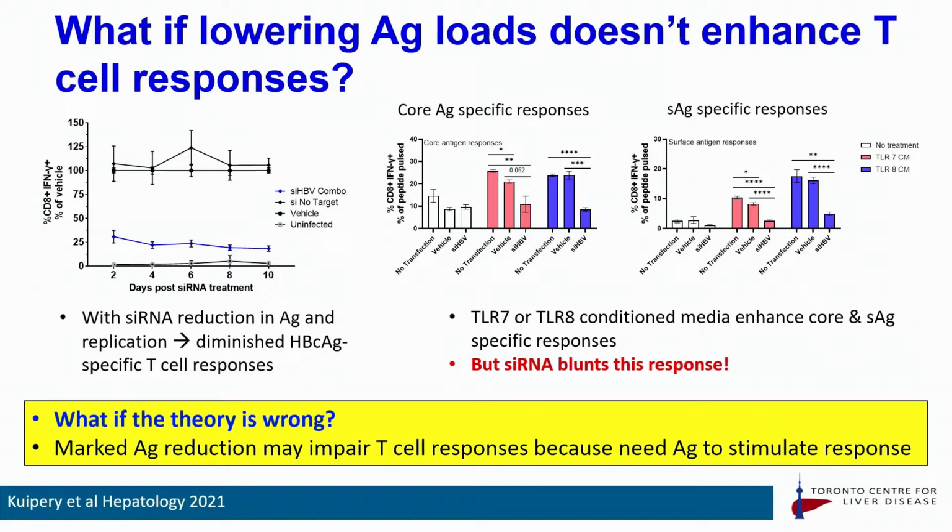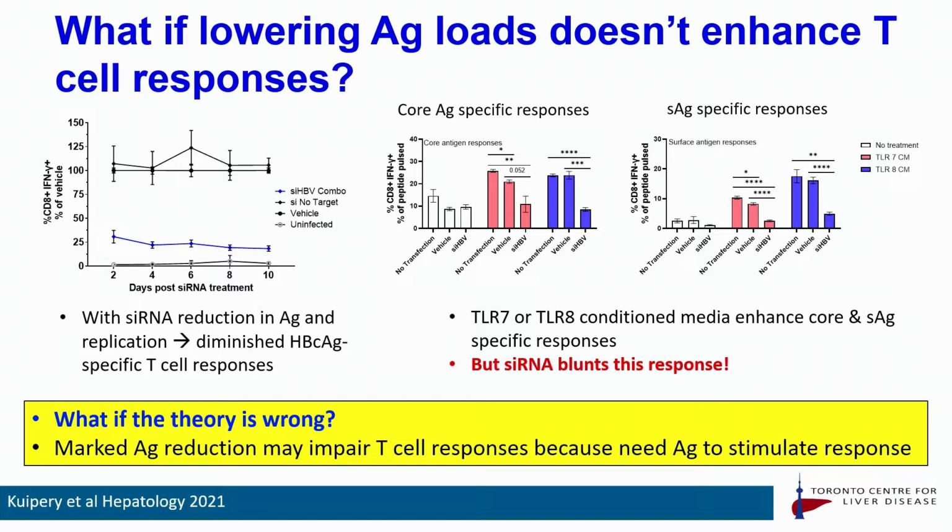And this is just an example which I'm not sure applies to actual patients, but it's a nice study that Adrian Cooper did, a PhD student with Adam, showing that if you think about the combinations, you've got to be careful about how you potentially sequence them and combine them. And what he showed here is on the left that if you give an siRNA, this is in cell culture, you see that you get a reduction in antigen levels and replication, and you get diminished core antigen-specific T cell responses.